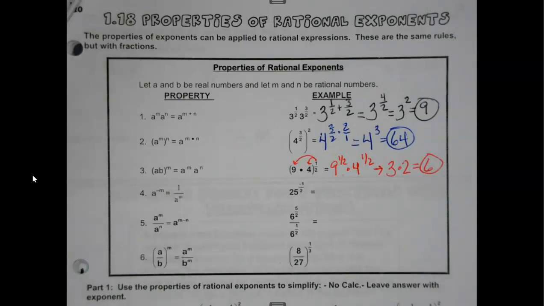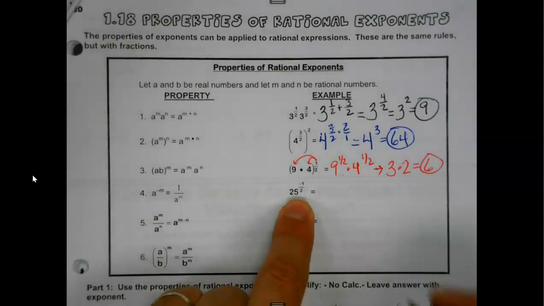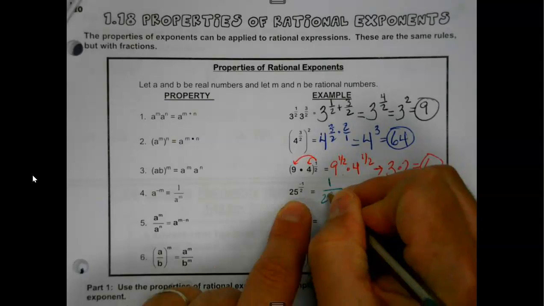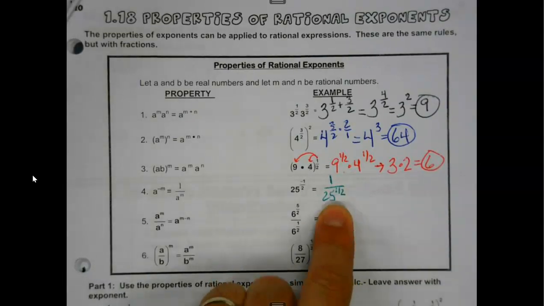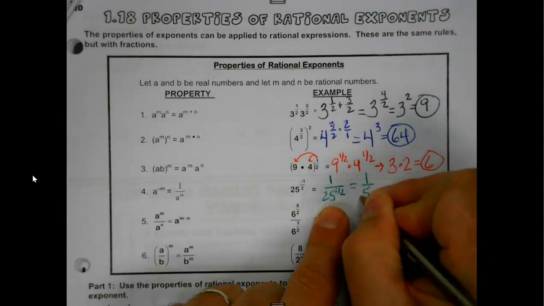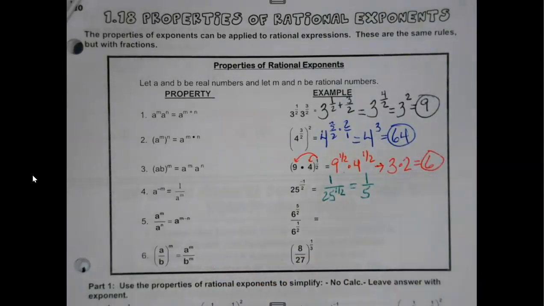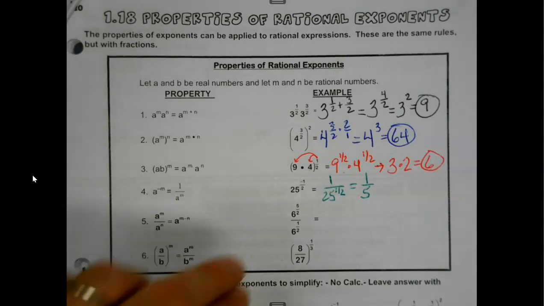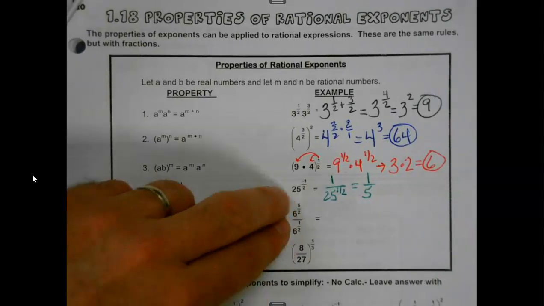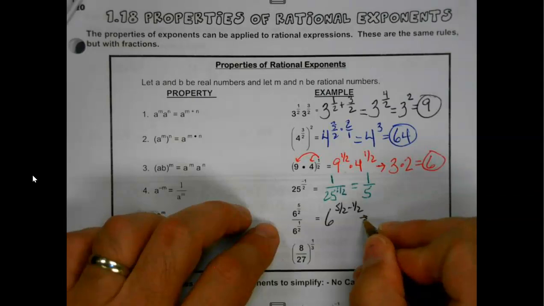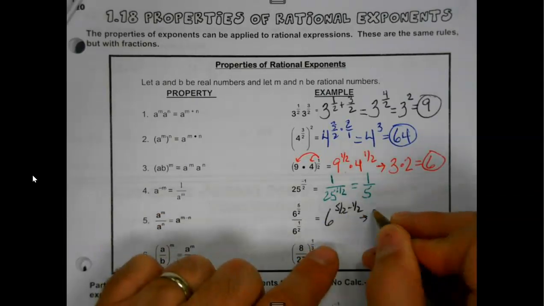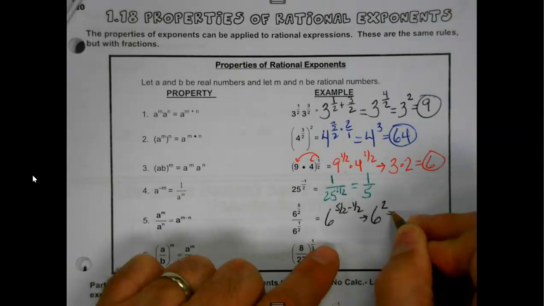So it really just becomes, do we really understand the basics that we talked about yesterday? Negative exponents have to get flipped to turn them positive, and then again, square root of 25 is 5. And we just keep rolling these through. Division, subtract the exponents. 5/2 minus 1/2 is 4/2, or 6 squared.